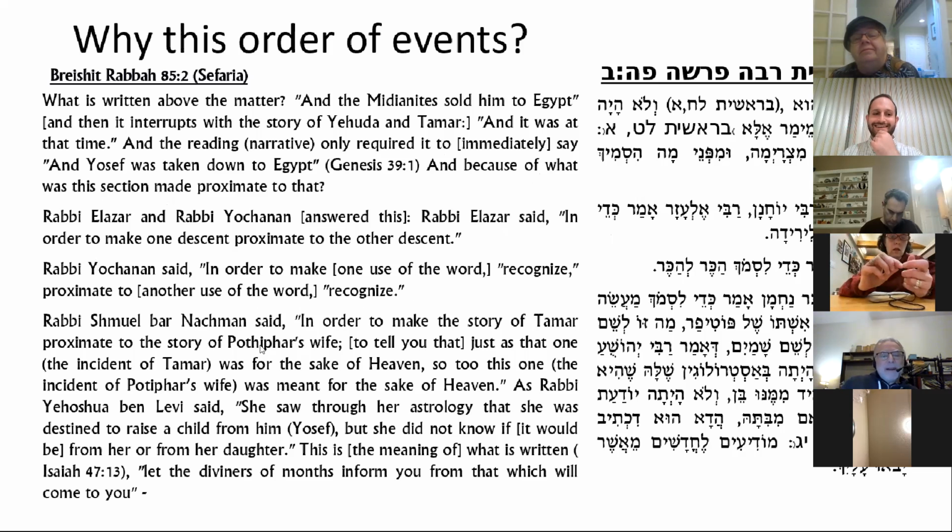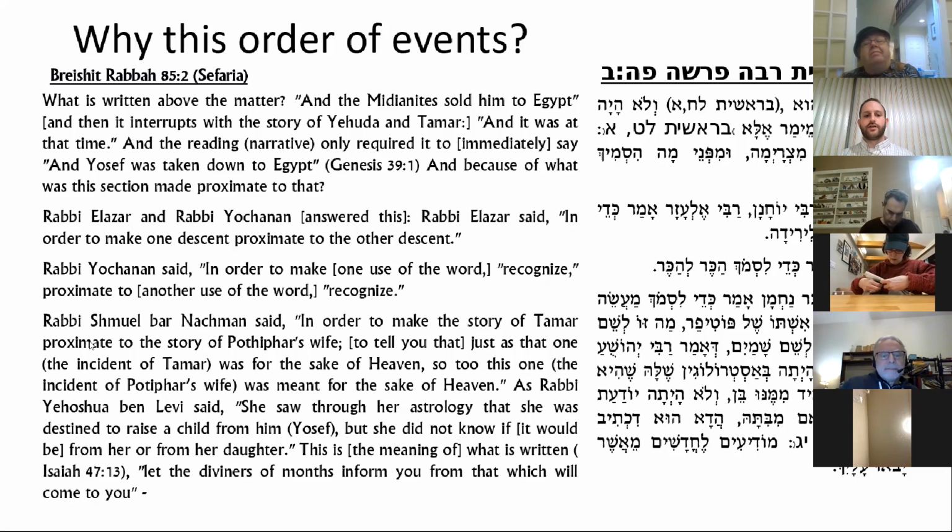Rabbi Shmuel bar Nachman said, in order to make the story of Tamar proximate to the story of Potiphar's wife, to tell you that just as that one, the incident of Tamar, was for the sake of heaven, so too this one, the incident of Potiphar's wife, was meant for the sake of heaven. As Rabbi Yehoshua ben Levi said, she saw through her astrology that she was destined to raise a child from him, Yosef, but she did not know if it would be from her or from her daughter. This is the meaning of what is written: let the diviners of months inform you from that which will come to you.